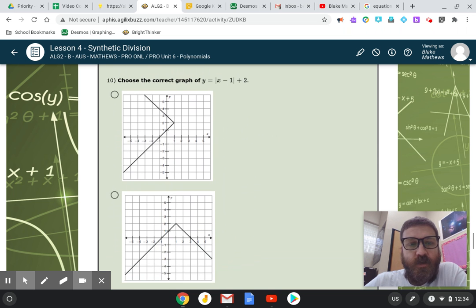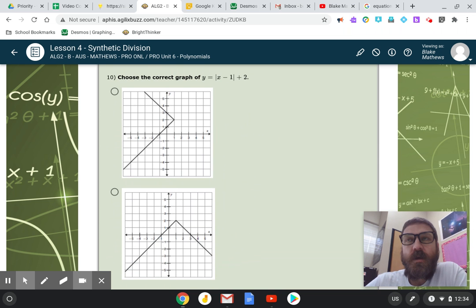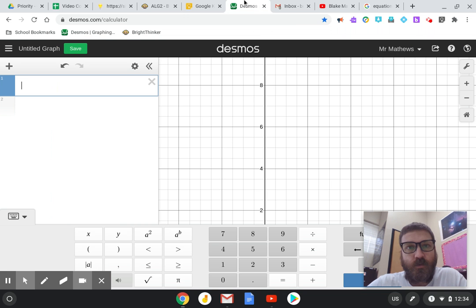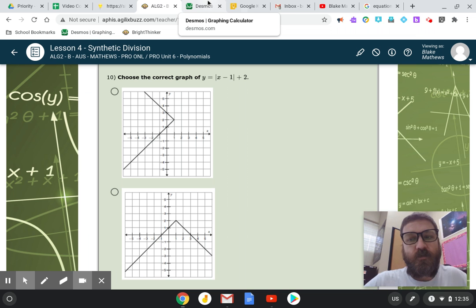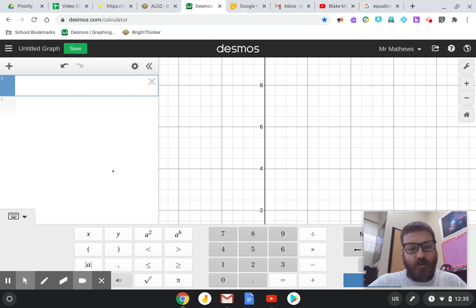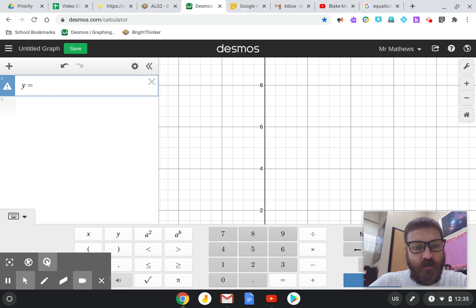The first one is dealing with absolute value functions. They want you to choose the correct graph. So what's really cool is that the Desmos graphing system will graph absolute value functions. So let me show you how you type those in. So we go to Desmos. We're going to do y equals, and then there is a button.